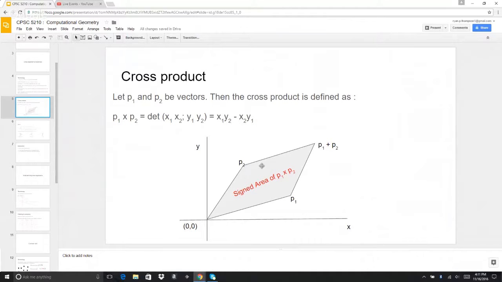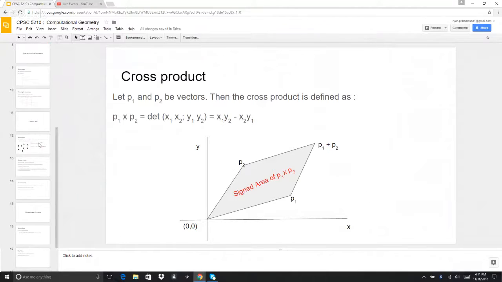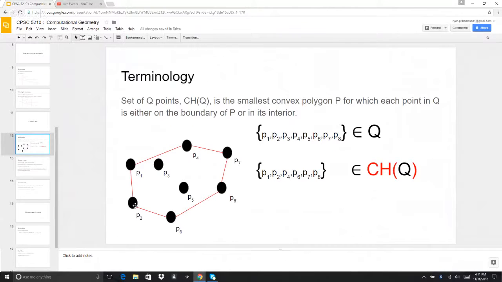Here, you'll evaluate the cross product and get this area. Once you have the area, you have a quantifiable measure as to which of these will give you the shortest path while still covering the other ones. So here, this points out that P3 and P5 are not on the boundary, so they are not part of the convex hull.